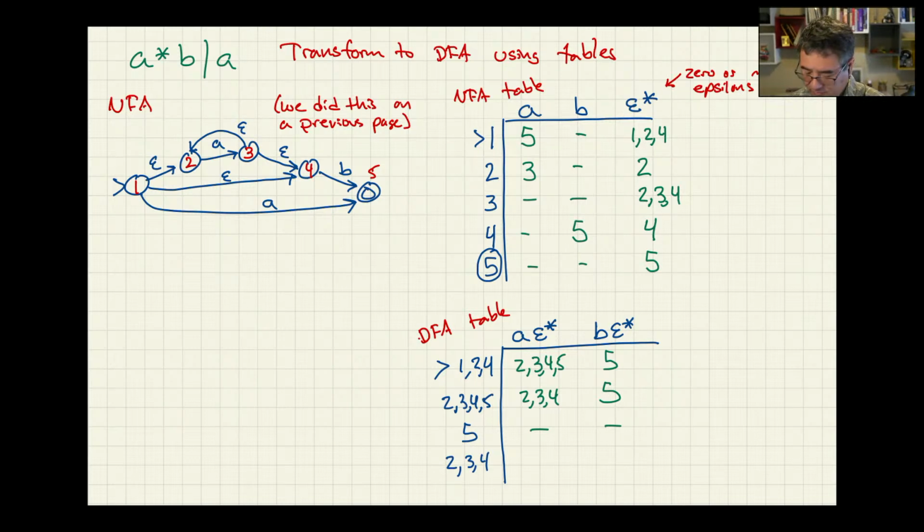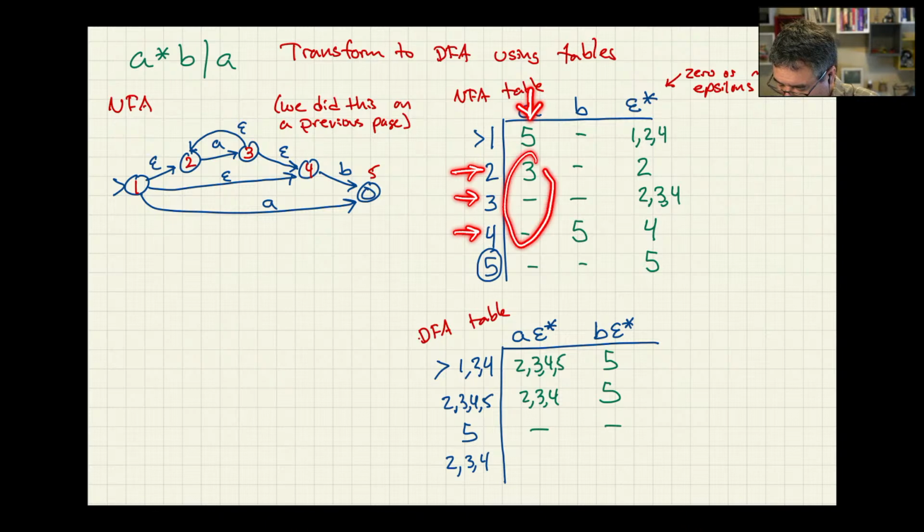So let's do 2, 3, 4. We're doing this one here. 2, 3, 4 on an A. Combine everything you see there, which is 3. So then go to 3 and skip all the way over here and write down what you see. 2, 3, 4.